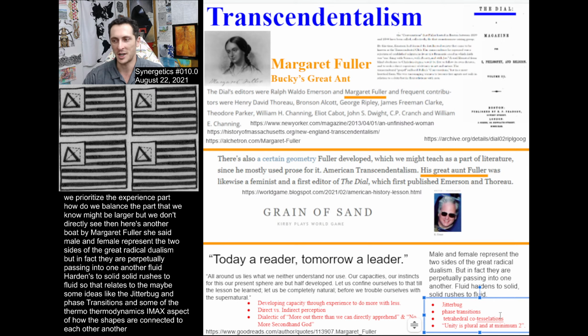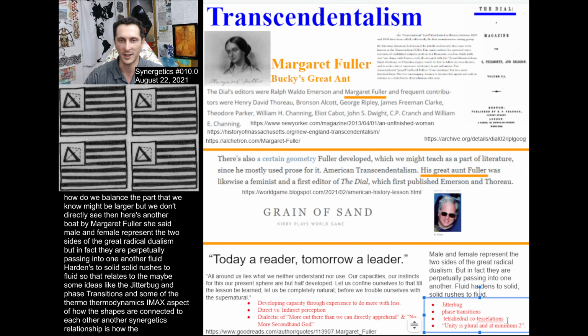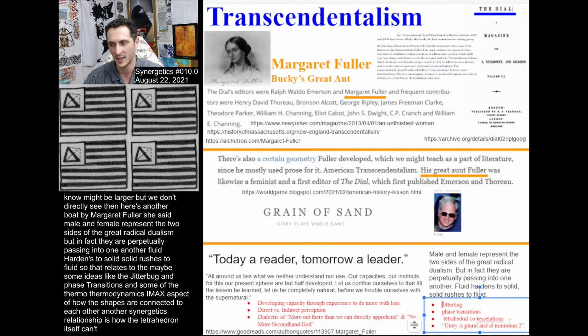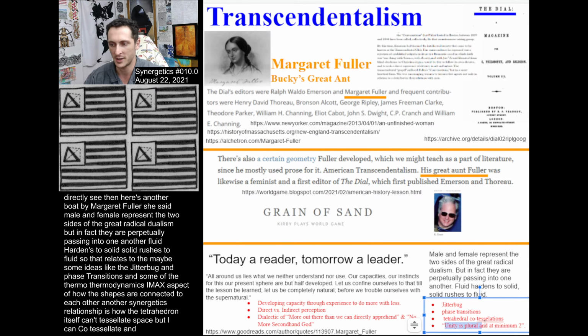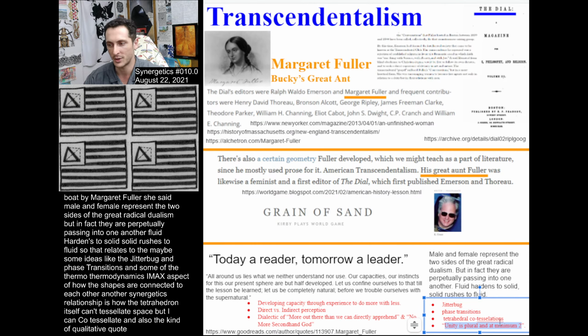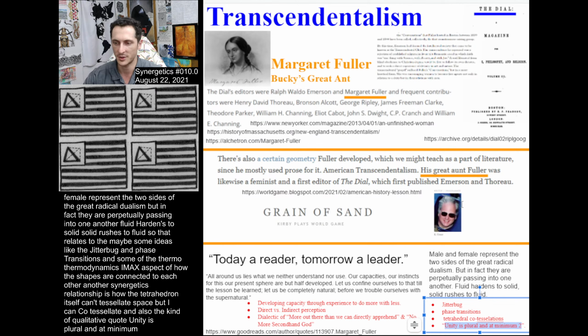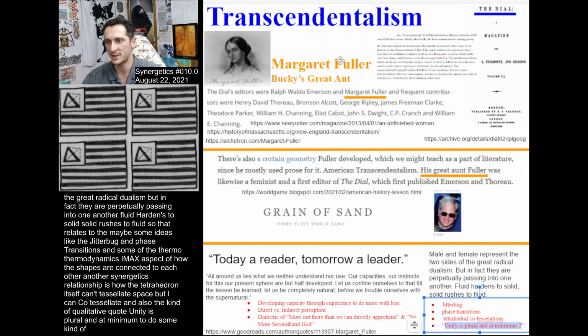Another synergetics relationship is how the tetrahedron itself can't tessellate space, but it can co-tessellate. And also the kind of qualitative quote, "Unity is plural and at minimum two." So some kind of ideas from her work and colleagues.